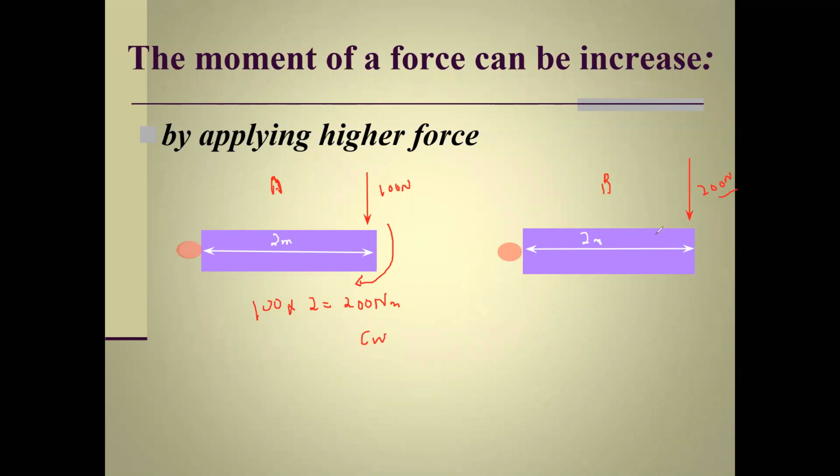You apply 200 Newton at a distance of 2 meters. So moment will be 200 multiplied by 2. That's equal to 400 Newton meter. Also, it is the same direction as the clock, so clockwise. So which one is producing a greater turning effect or greater moment? B is having a greater turning effect or greater moment. So if you want to increase the turning effect, you should increase the force. This is one thing. By applying a higher force, we can increase the moment.